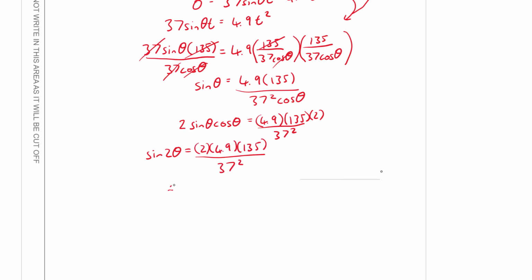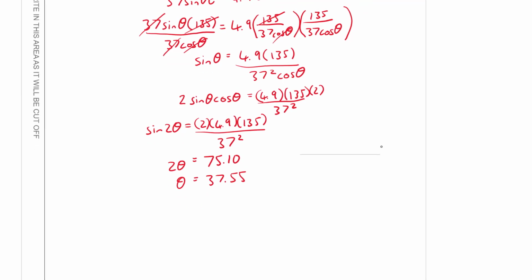Put that in the calculator. And what you end up with is 2 theta is equal to 75.10, so theta is going to be equal to 37.55. However, it's asking for the change in angle, which means it's asking for the increase in the angle that you want. So you subtract the original angle they gave you, and you make that equal to 6.55 degrees. And there you go.